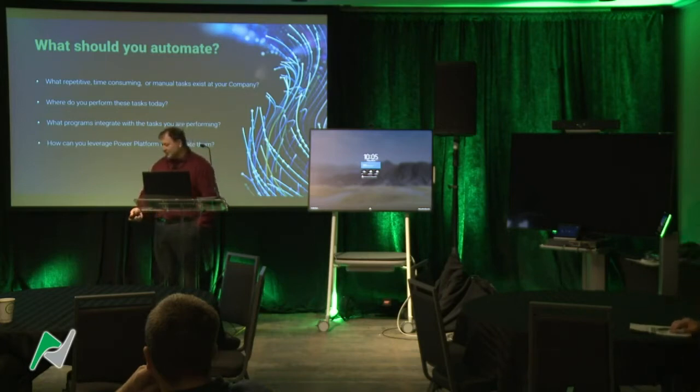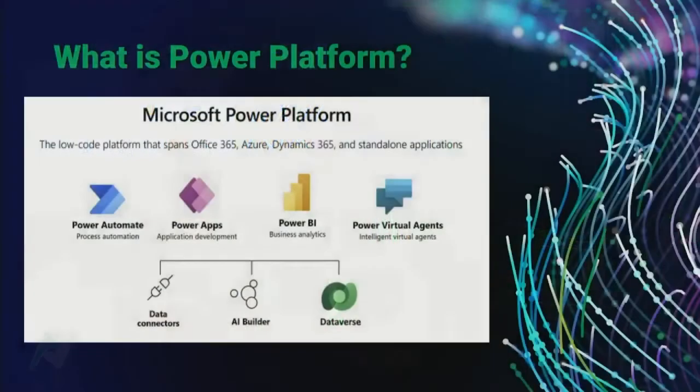Which leads us to our next slide, what Power Platform is. I don't know if everybody knows all the stuff across here, but according to Microsoft, it's a low-code platform that spans Office 365, Azure, and other standalone apps. The four listed across the top are what we call the pillars within the platform. We start off with Power Automate, which is Flow, which, like we talked about before, is a way we can do automation behind the scenes without any customer interaction, or if we want customer interaction, we can do that as well.